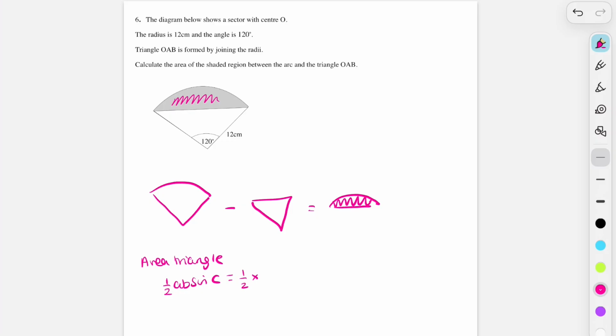Because the radius is the same on both sides, we have times 12 times sine of C, which is the angle, which is 120. So we have half times 12 times sine of 120. So that's going to be 62.35. So that is going to be the area of the triangle.